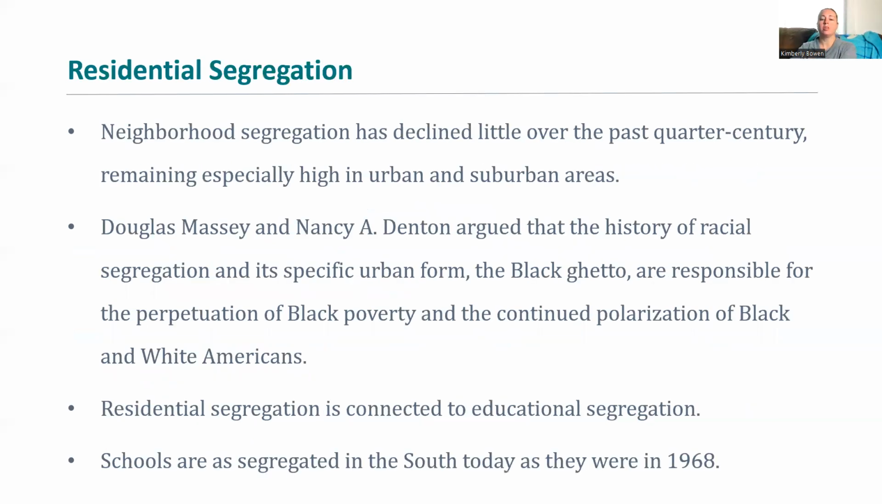Residential segregation, neighborhood segregation, has declined little over the past quarter century, remaining especially high in urban and suburban areas. Massey and Denton argued that the history of racial segregation and its specific urban form, the Black ghetto, are responsible for the perpetuation of Black poverty and the continued polarization of Black and white Americans.